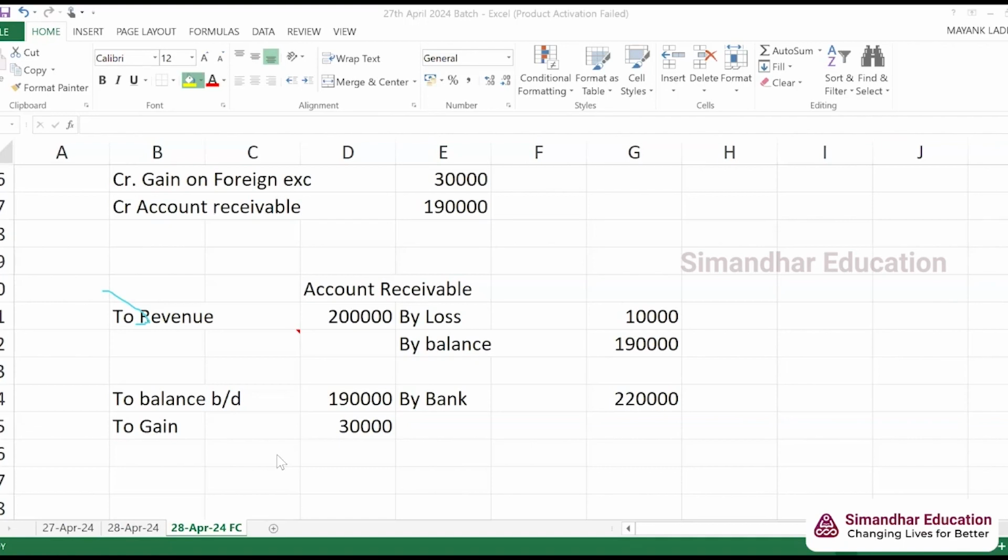See, Srinivas, we are not talking about money market transaction. We are talking about a normal import export. If there is gain on 31st December, the journal would be debit the account receivable, credit the gain.